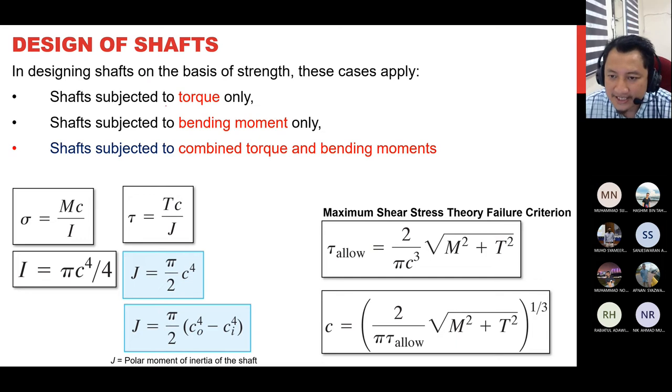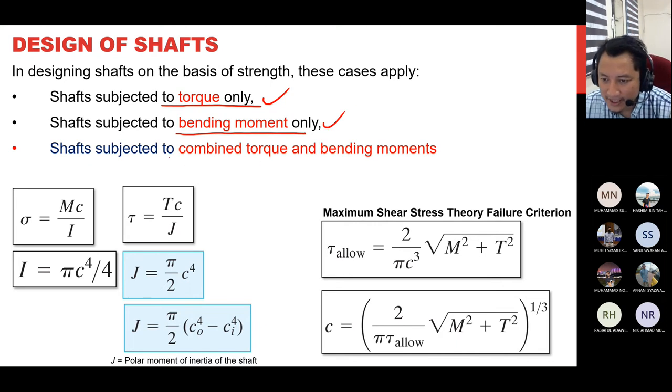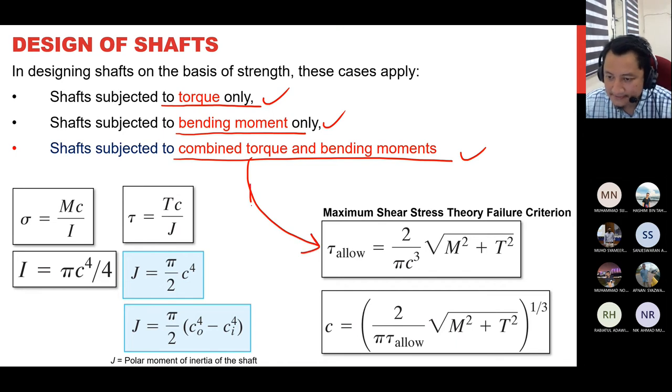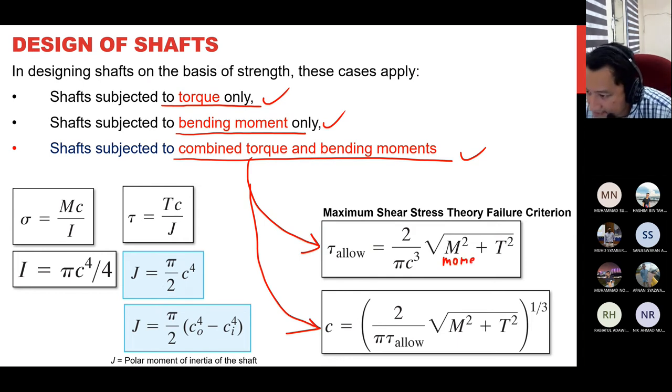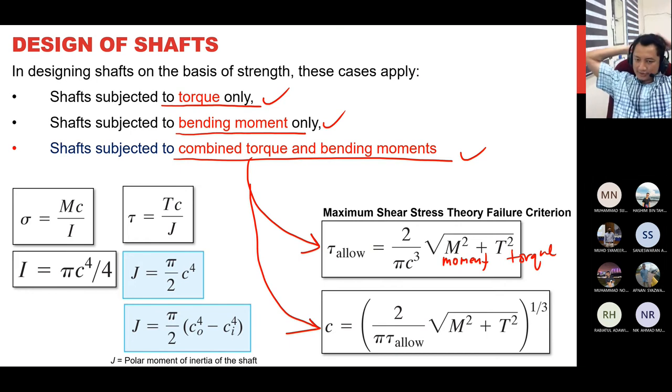Kalau dulu masa belajar dalam strength of material, kamu pakai ni lah. Kita consider design shaft pakai torque sahaja. Ataupun kita boleh consider bending moment sahaja. Lepas tu we can combine lah. So formula-formula bawah ni, dia adalah combine. Because you've got moment and also you've got torque. Dua-dua dah consider lah. So we used this one. Use this one. This is more accurate lah.